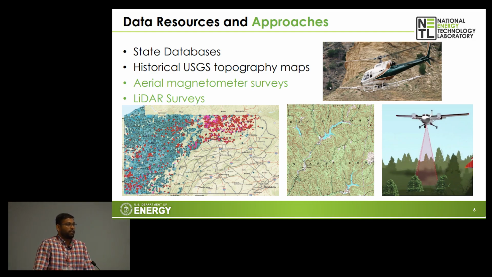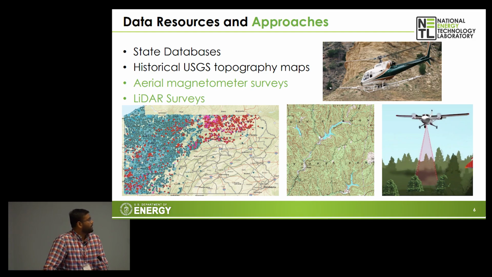And the second is the historical USGS topographic maps. That's one of the good resources as well. That's not widely known to the public, but it exists. And the other scientific approaches are aerial magnetic surveys and LiDAR surveys.